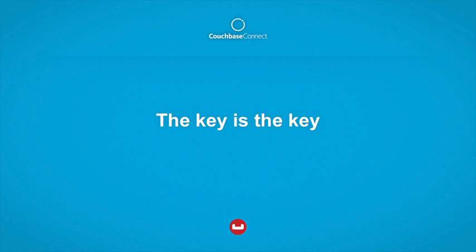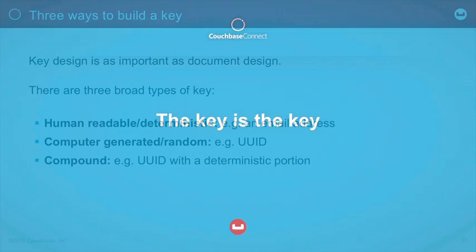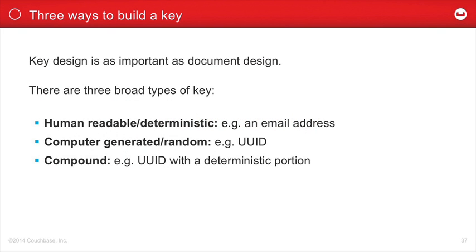Okay, I've only got a few minutes left. The key is the key. So key design is as important as document design. Getting your keys right is going to be the key to having a successful data model in a document database like Couchbase. So there are broadly 3 types of key. Human readable, so something like your email address if it's the key for your user profile. Computer generated, so a UUID or some kind of random other thing. Or compound, where we put together both of them.